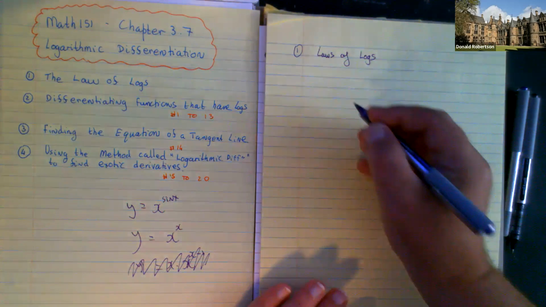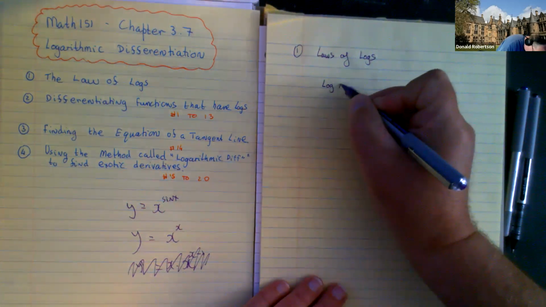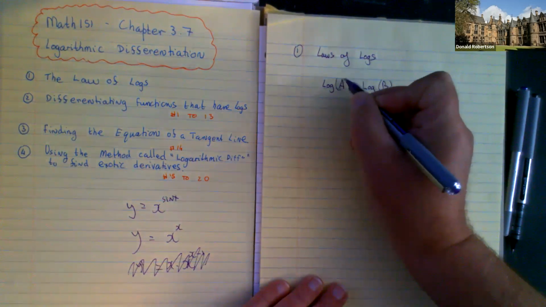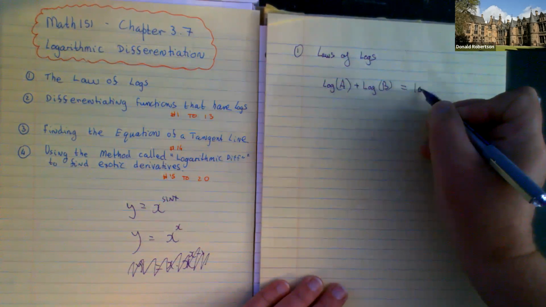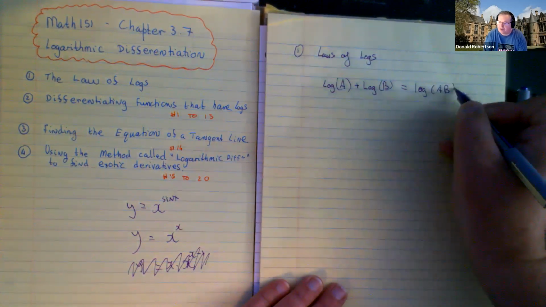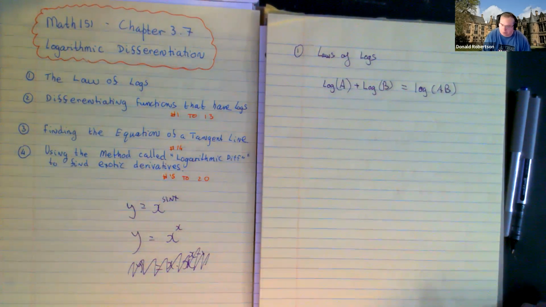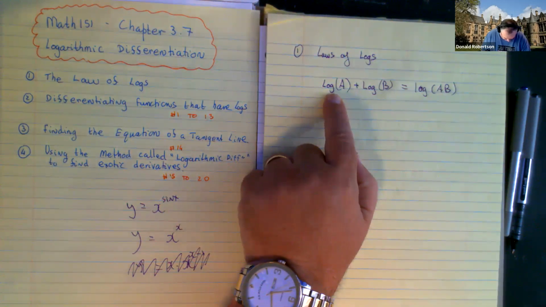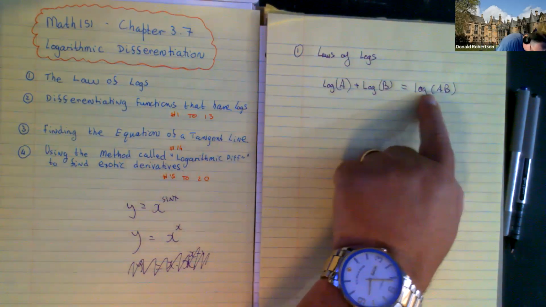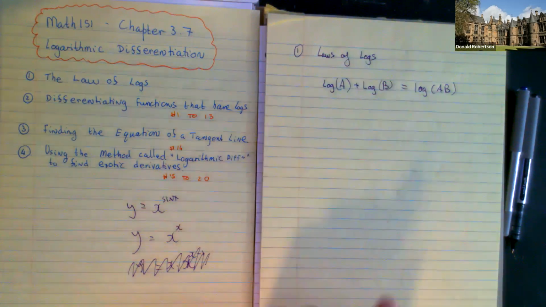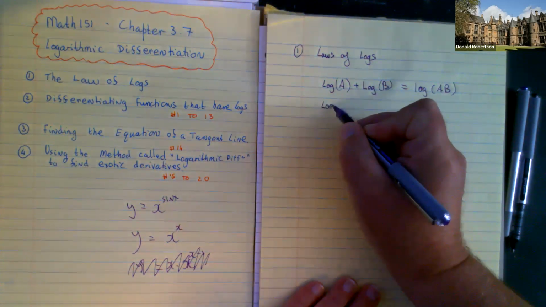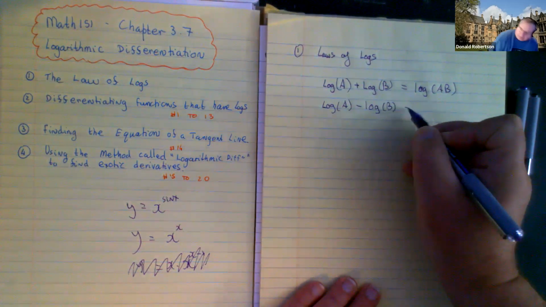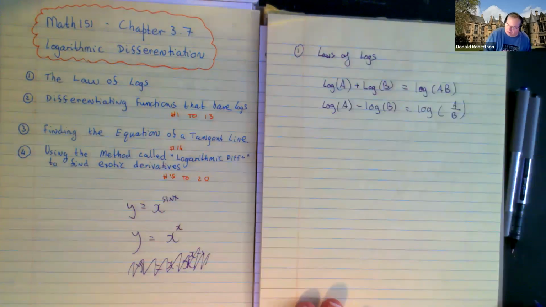So there is the log of A plus the log of B. If you add two logs together, it's the same thing as the log of AB. Do you remember that law? And log could be log to base 10, log to base e, which is called the natural log. Doesn't matter. So I'm saying this is true for all bases. Now, if you do the log of A and you subtract the log of B, you'll get the log of A divided by B. You remember that guy? It's called the second law of logs.